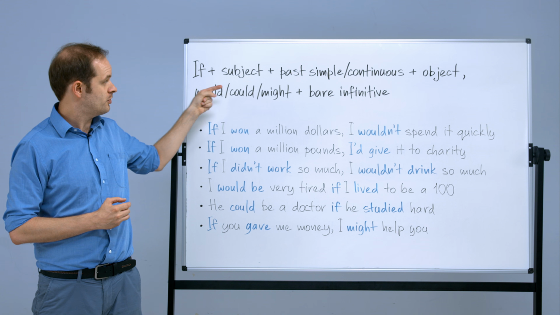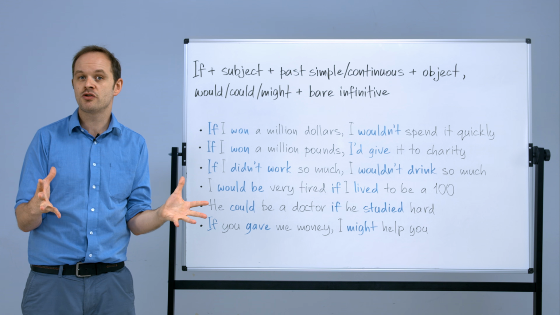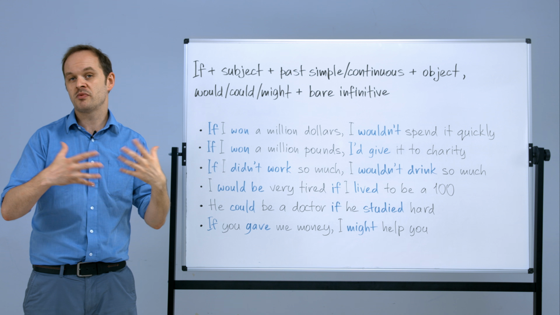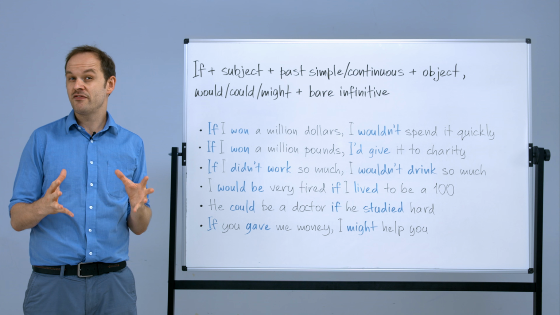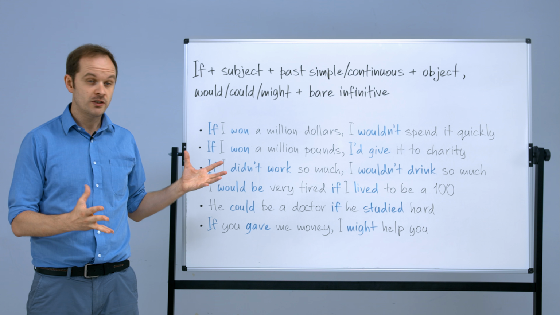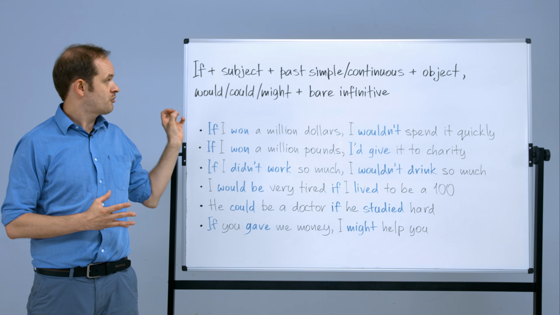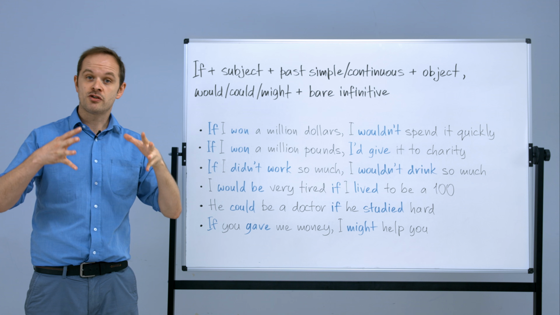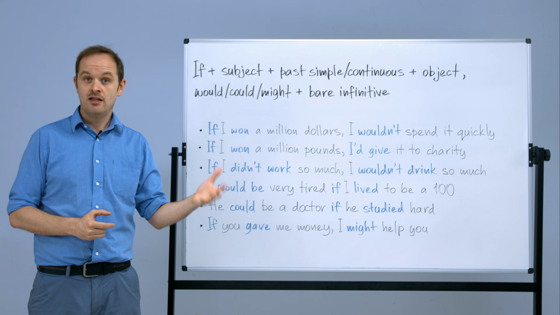Then we use would, could, and might. Now, would describes completely imaginary situations, could describes the possibility, and might, very uncertain, literally 50-50, in the future, followed by the bare infinitive. Now, the thing to remember about the second conditional, we're describing an unreal situation in the present and the consequences later on.